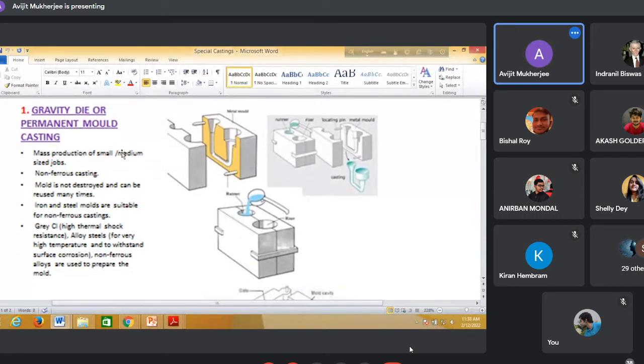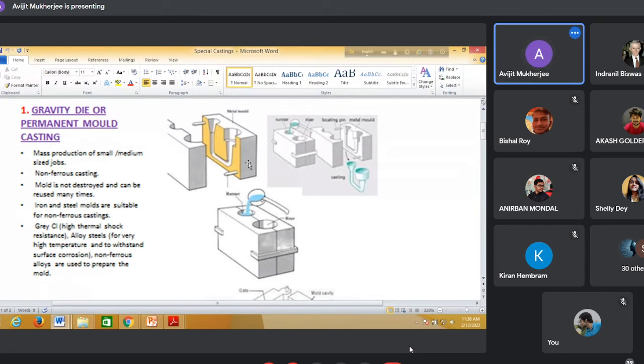Very important is gravity die or permanent mold casting, where there is a permanent mold. In ordinary green sand mold, you are preparing a single mold, making a job, breaking the mold. Time and again, you are breaking the mold. But here we have a permanent mold. Mainly the gray cast iron, or some alloy steels or some other material which is permanent in nature, that is used as a die.